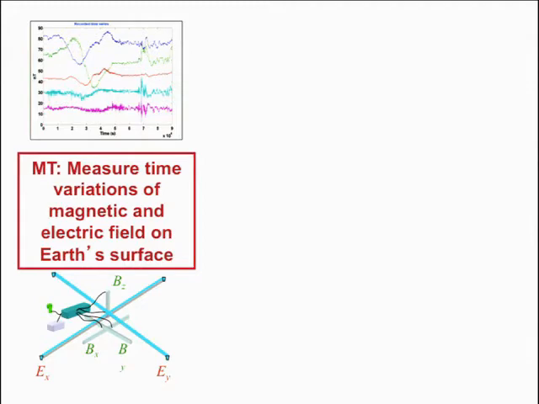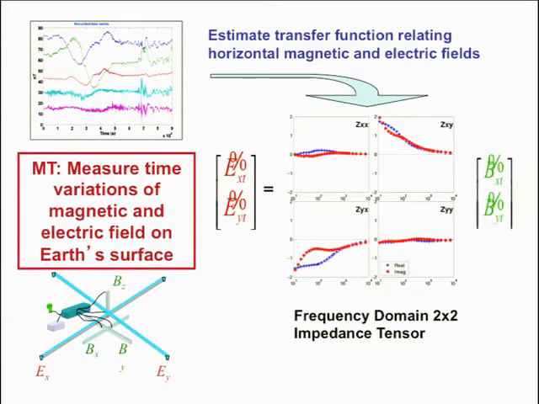Well, I guess a couple more nutshells. The basic data that we measure are time variations of the magnetic and electric fields on Earth's surface. So this little cartoon down here represents that. A couple of non-polarizing electrodes buried in the ground, some instruments to measure the magnetic fields, coils here. So we can measure the electric and magnetic fields. And then we estimate a transfer function, which gives a frequency-dependent relationship between the magnetic fields and the electric fields.